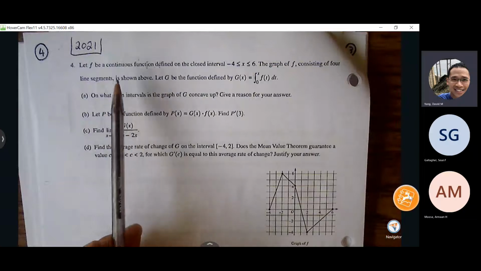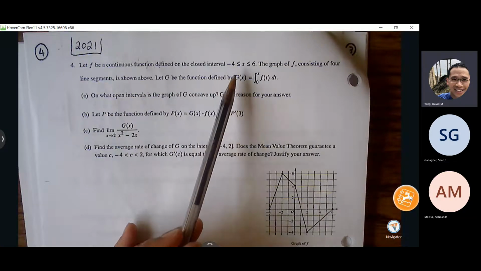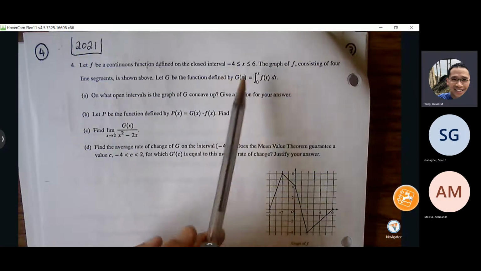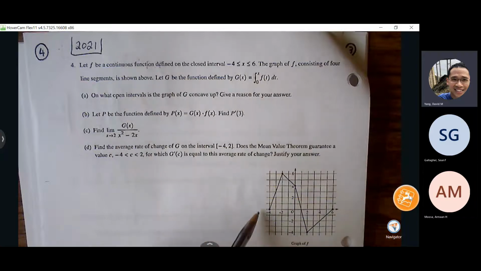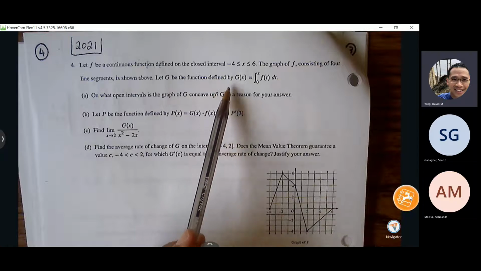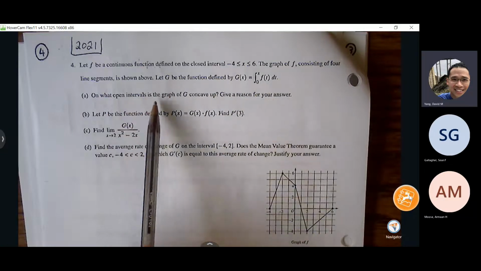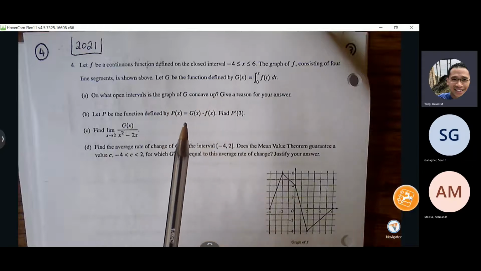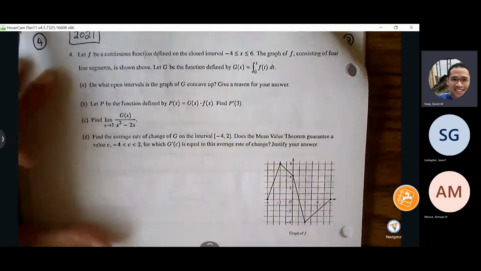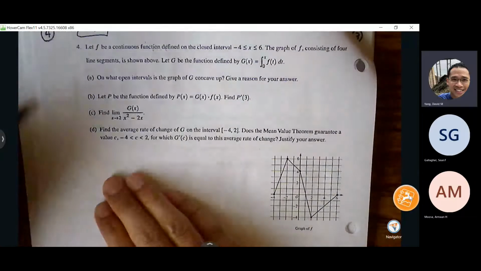Okay, number 4, let f be a continuous function defined on the interval from -4 to 6. The graph of f consists of 4 line segments. Let g be the function defined by the integral from 0 to x of f of t. On what open interval is the graph of g concave up? So we know concavity comes from the second derivative.